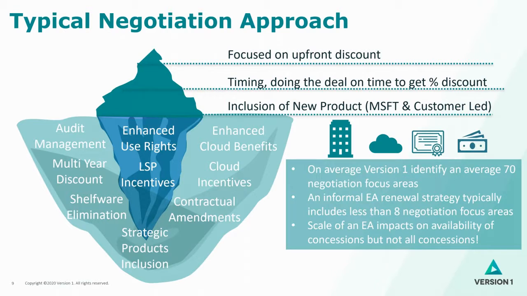Strategic products, as I mentioned, are key, right? So understanding not only what products are strategic to your business, but are they also strategic to Microsoft, and what's the impact of including those products in the enterprise agreement? Can they drive more favorable terms in the overall agreement, or can they drive enhanced discounts, be that standard discounts or perhaps custom discounts from Microsoft?